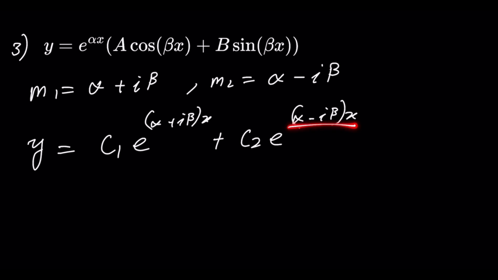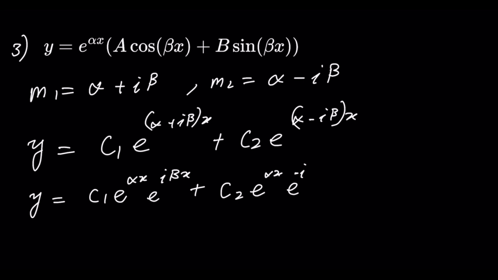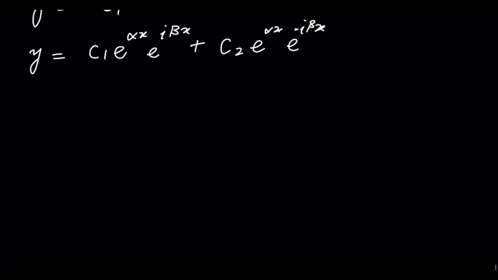Now expanding the exponent brackets, we are going to rewrite this and take e power alpha x common because it is going to be common in both of them. So let's do that. Now we are going to take e power alpha x common. Let's do that directly.